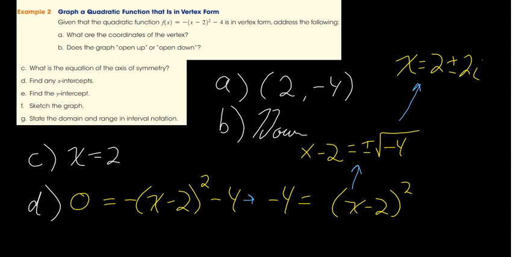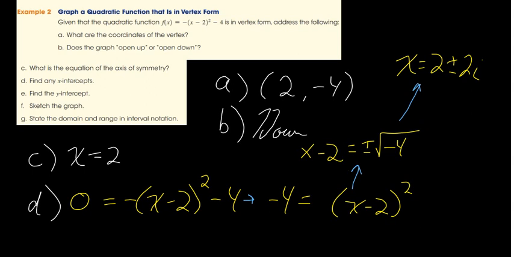Well, I don't know about you, but I sure can't, right? Because, well, it's an imaginary number. So what this tells us is that this parabola has no x-intercepts, okay? Which makes sense. And let's try to visualize this real quick before we actually sketch the graph.